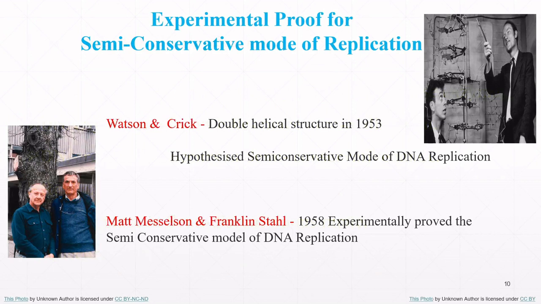So let us see the experimental proof for the semi-conservative mode of replication. In 1953, Watson and Crick proposed the double helical structure of DNA, and later they hypothesized the semi-conservative mode of DNA replication. In 1958, Meselson and Franklin Stahl experimentally proved that the semi-conservative mode of DNA replication occurs in a cell.